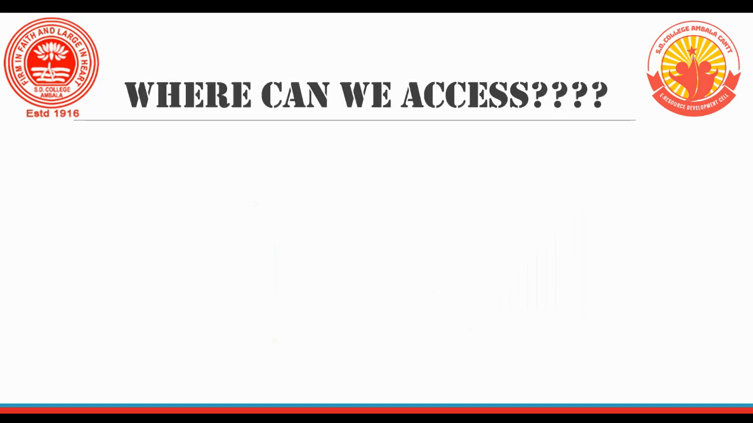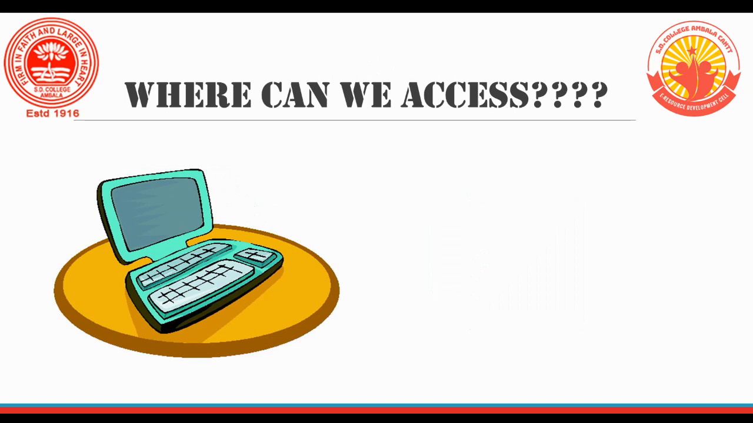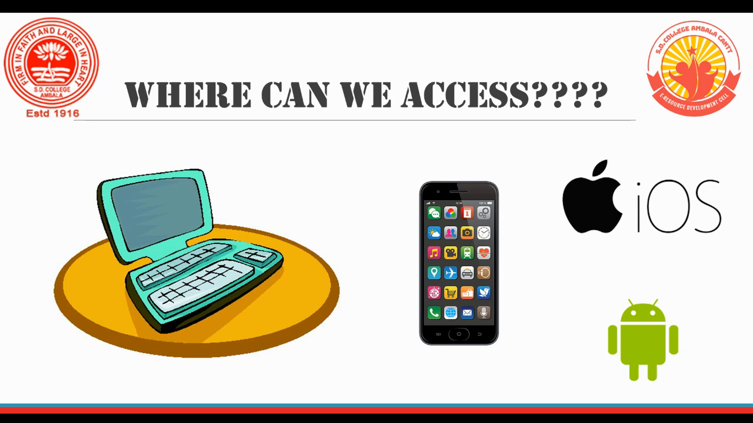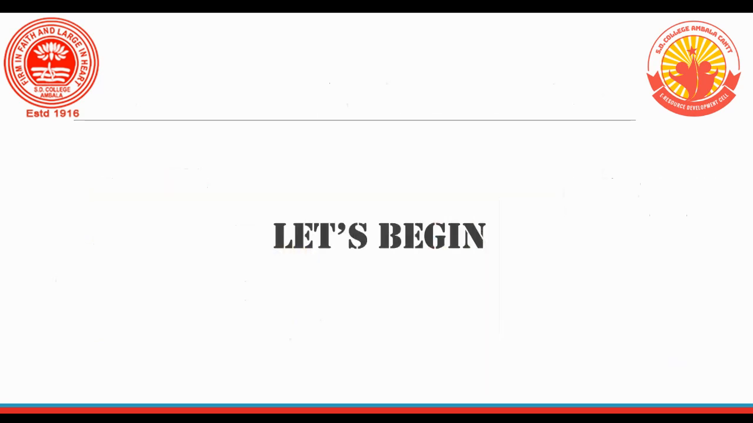Talking about accessibility, Google Sheets can be accessed through desktops as well as through mobile apps. It is available for iOS as well as for Android systems, but a number of features of Google Sheets work very well on a desktop or laptop, and the functions get a little limited when working on a mobile phone. So let us try and demonstrate how we are going to work with Google Sheets.